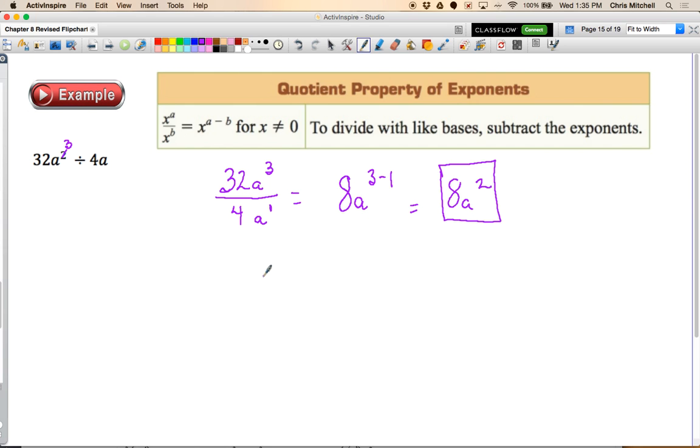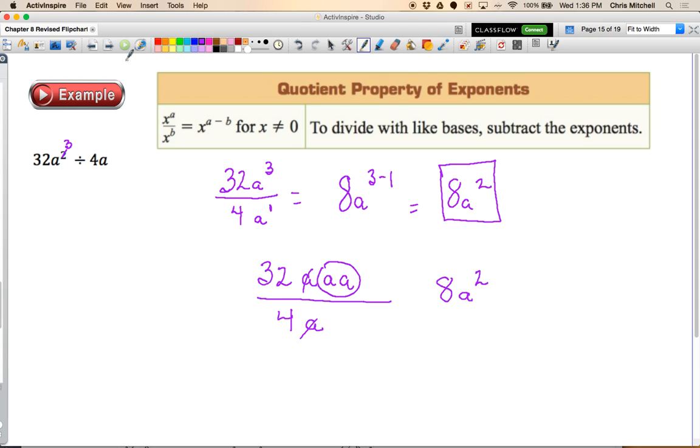Now, some people like to do it like this. They would keep 32 and they would do a, and then they would have 4, and they would write a, and then they would cancel out, and then they would divide. So you can see we're only left with 2 a's. So it'll be 8a squared. Depending on which method you find best for you, try one of them.